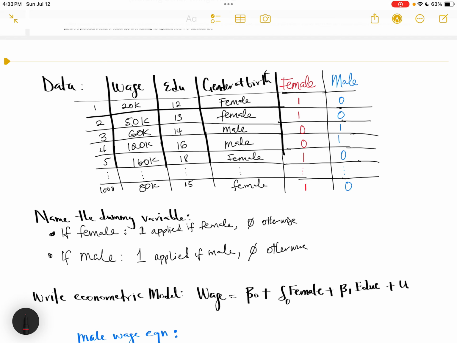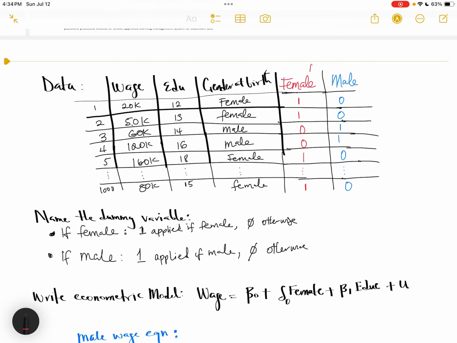Now, I know I have written both female and male into the data set here, but do you put male and female variables into your econometric model? No. And we'll talk about that in a minute. But let's look at the econometric model that's associated with this data set. We have wage as the response variable equals beta 0, the intercept, plus delta 0, the parameter on the dummy variable female, plus beta 1 times education plus u. So this is the econometric model.